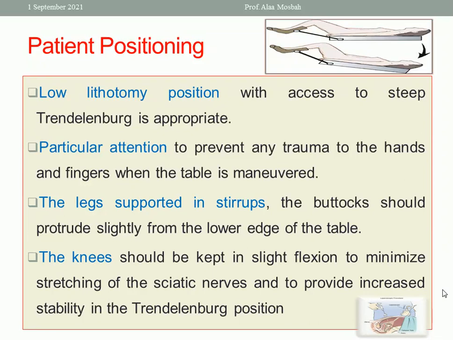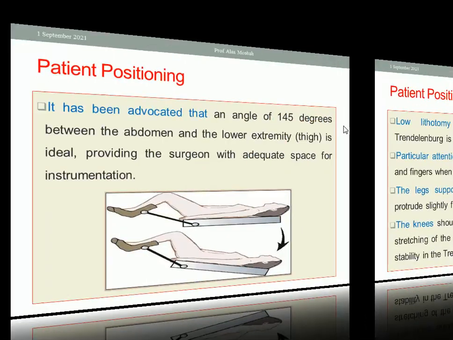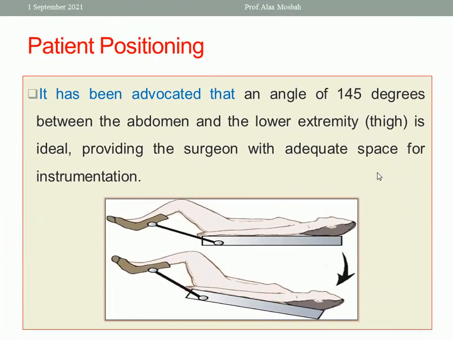in the Trendelenburg position. The buttocks, as you see, should be a little bit beyond the edge of the table to facilitate manipulation, if you insert a speculum and the uterine manipulator. Okay, as I mentioned before, this angle between the abdomen and the thigh should be 145 degrees. It is ideal because it provides the surgeon adequate space for instrumentation.